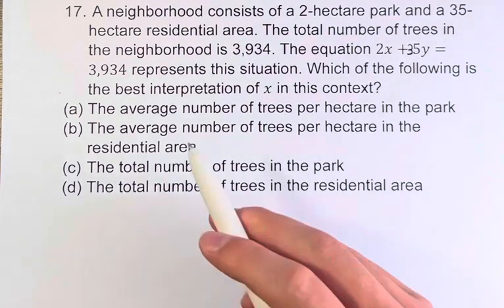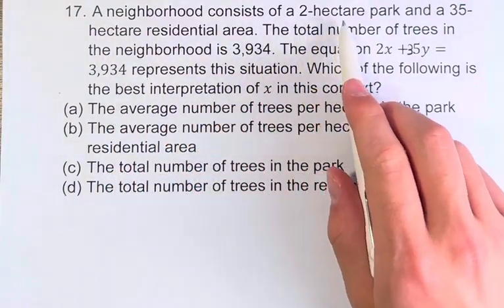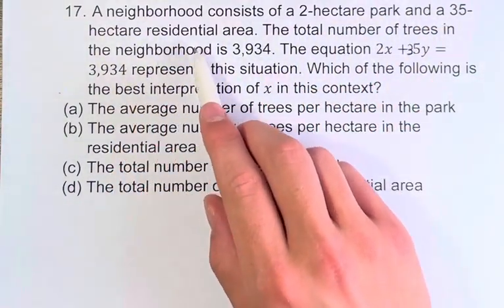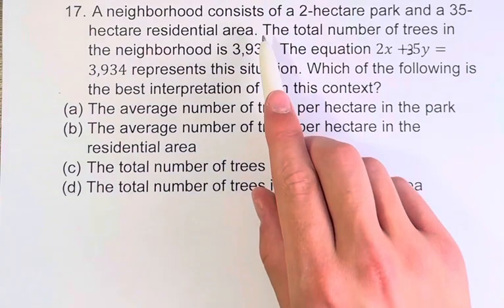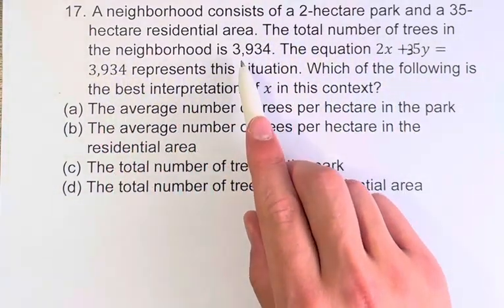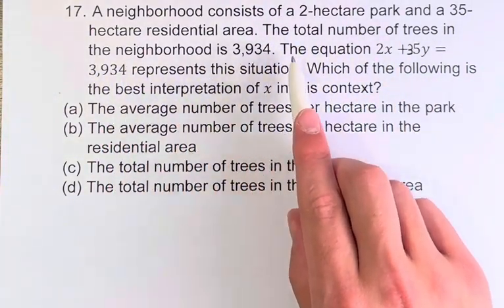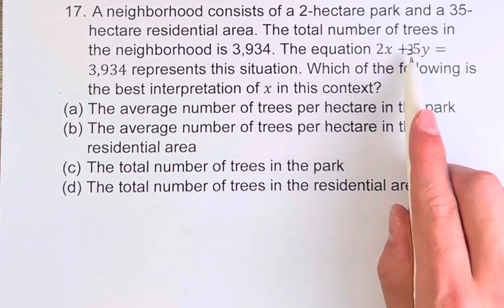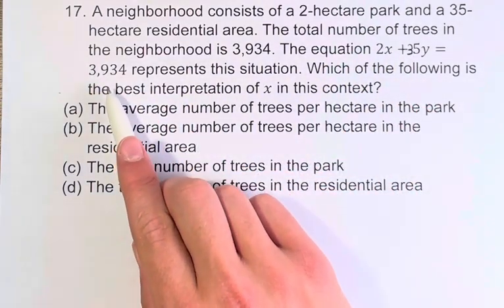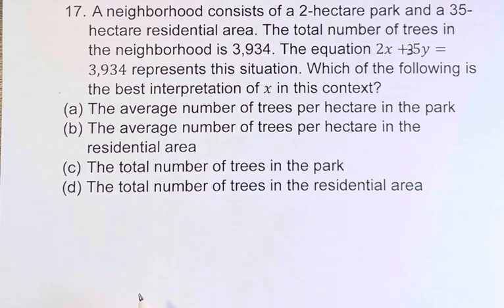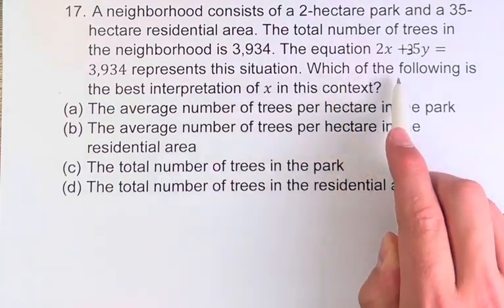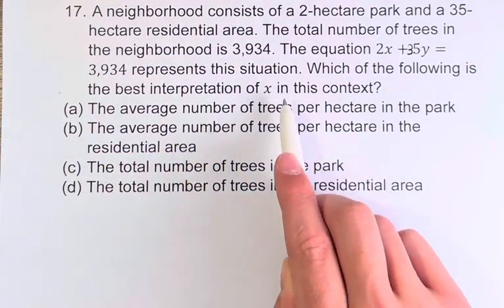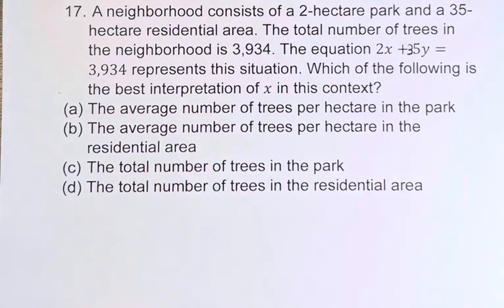In this problem, we're told a neighborhood consists of a 2-hectare park and a 35-hectare residential area. The total number of trees in the neighborhood is 3,934, and the equation 2x plus 35y is equal to 3,934 represents this situation. And we're asked, which of the following is the best interpretation of x in this context?